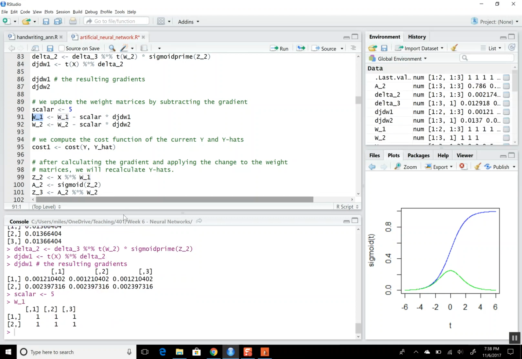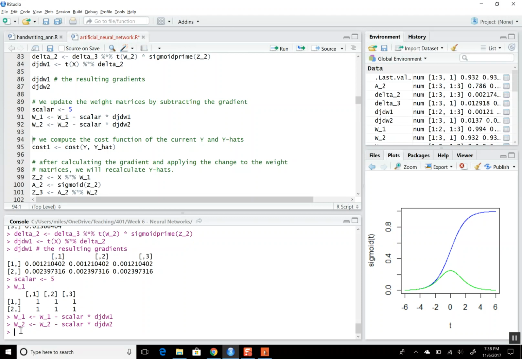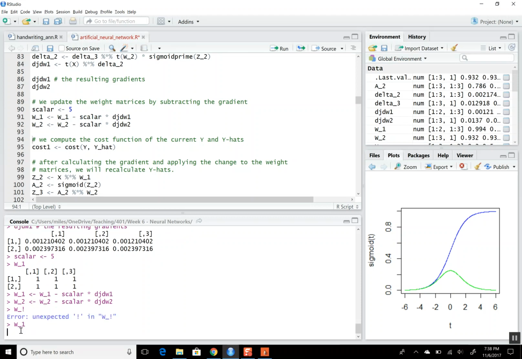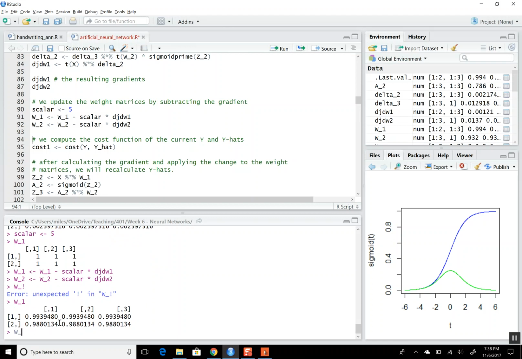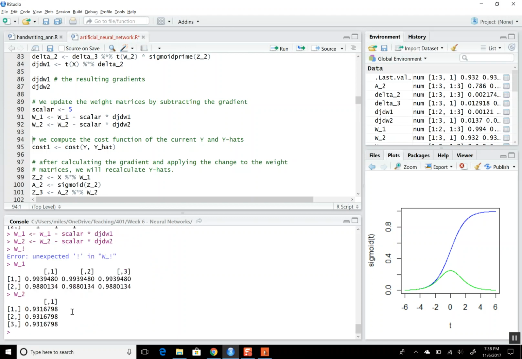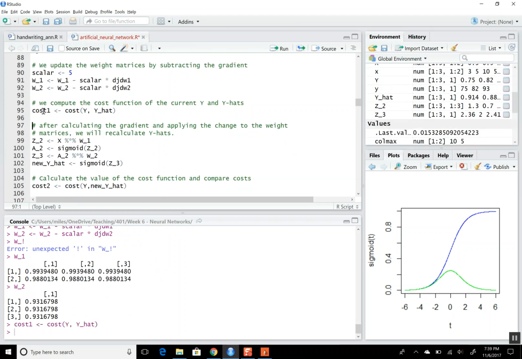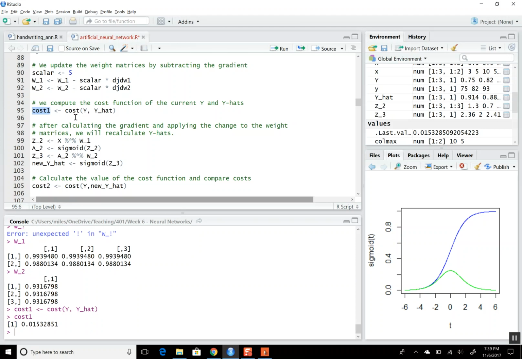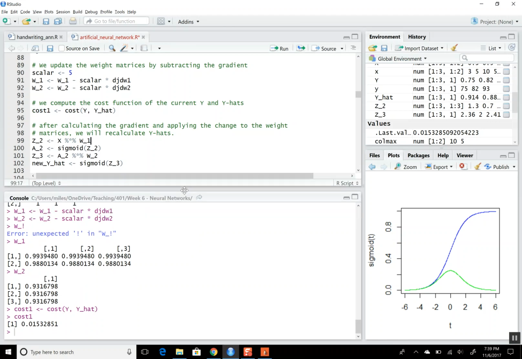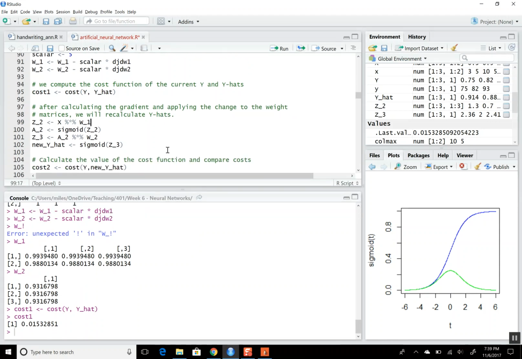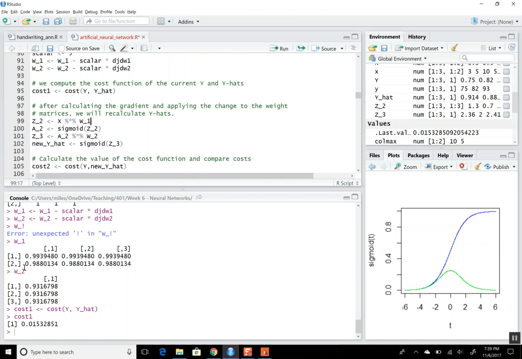Right now, this is my current weight matrix. I multiply the gradient by the scalar and subtract that from our current weight matrix, and I get my adjusted weights. These are the weights I'm going to use at the next iteration. The old cost was 0.0153, and then we recalculated what our weights should be. We used the gradient and took a step in the opposite direction, so we now have new values for weight matrix 1 and weight matrix 2.